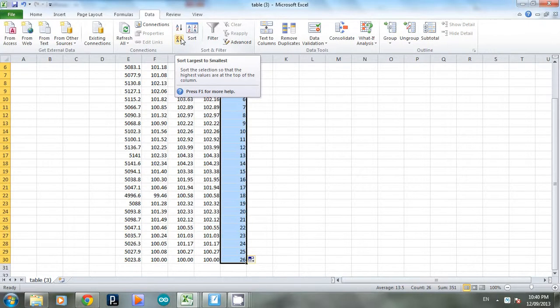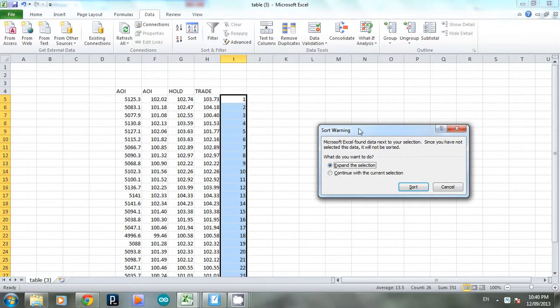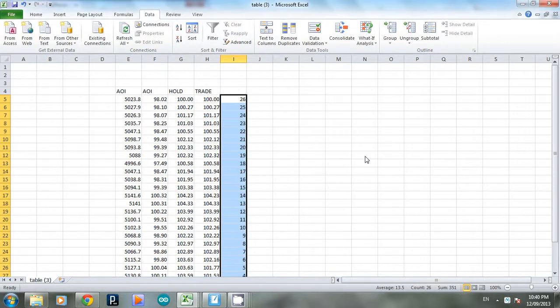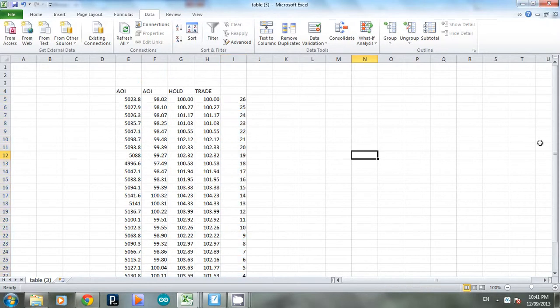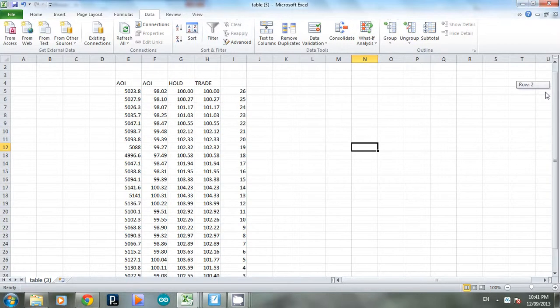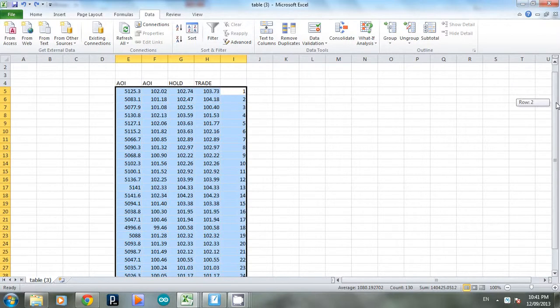So I'm going to click on that. Comes up this little warning here, Excel found data next to your selection, blah blah blah. What do you want to do? You want to expand the selection. Don't ask me why, because I don't want to explain. But choose expand the selection. Go sort, and I was about to say power, but something's gone horribly wrong here. What has gone horribly wrong? Hang on. Might just Control Z that for a second.